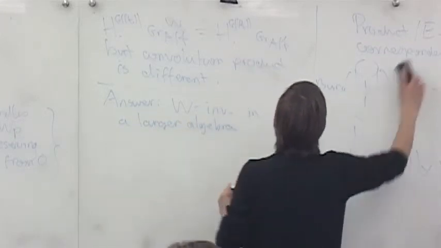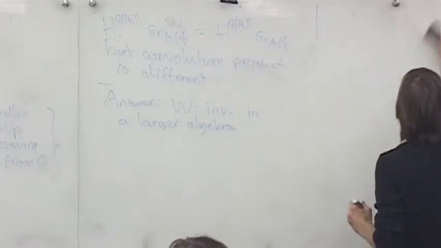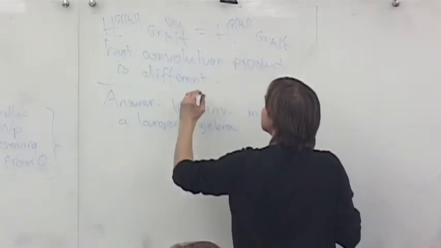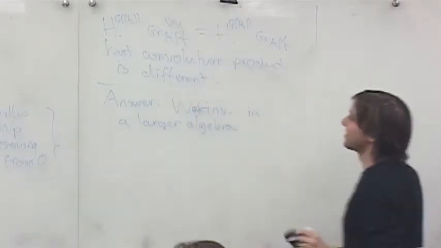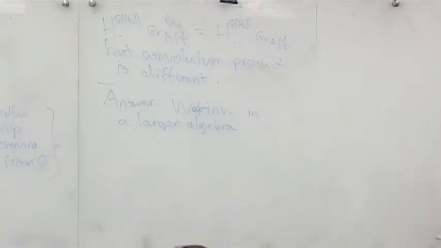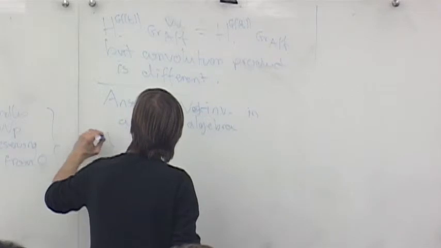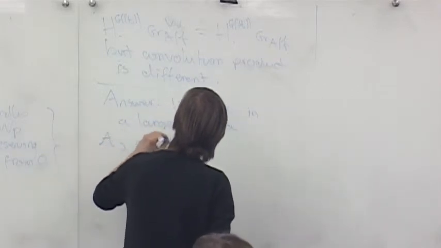What's a larger algebra? W is a Weyl group? Or Weyl group W. Sorry about that. The larger algebra A is generated as follows.